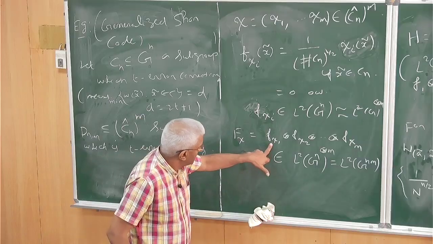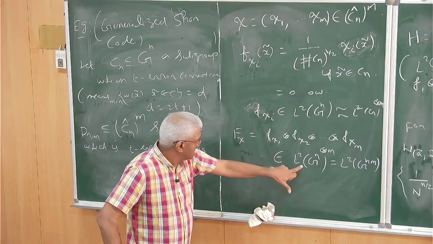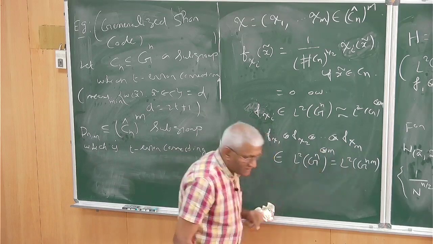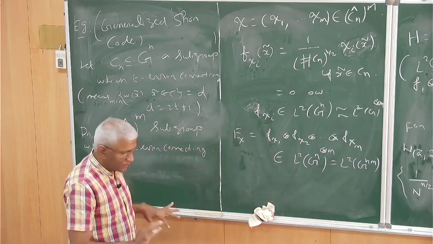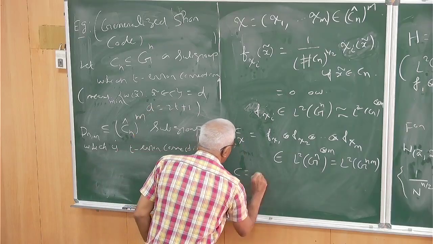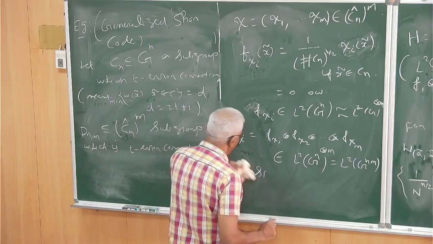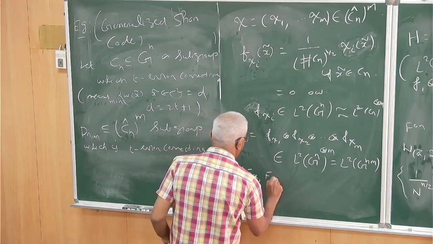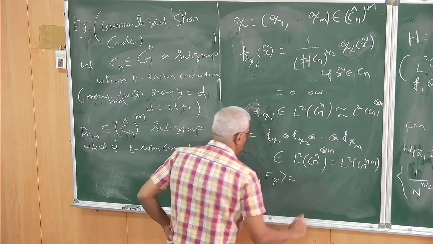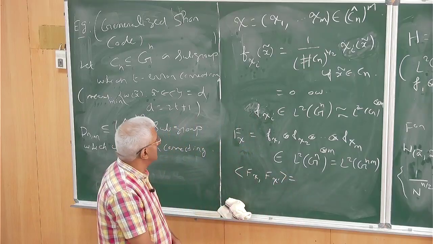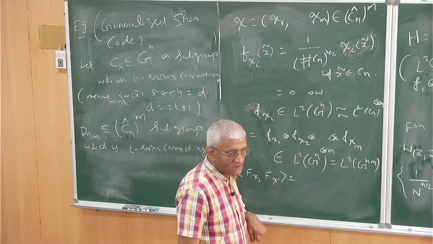These are all acting on L2 of Gn. So this is L2 of Gn tensor m times. It's the same as L2 Gn, whatever. Now let's see, equal to the span of. You can verify that f chi prime is an orthogonal basis, which I want to verify. This is just the summation over this.